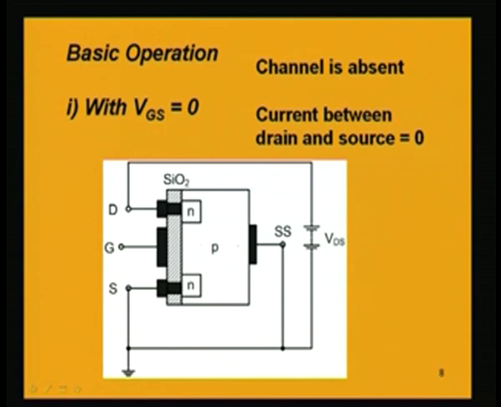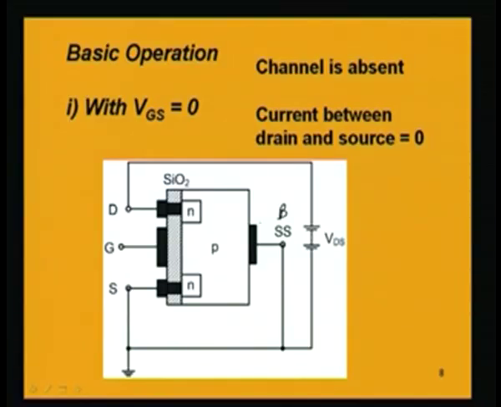So, this region has this insulator in between, and we have this substrate terminal, SS for substrate, which is the P type substrate. We have the substrate terminal or body terminal, as earlier we have denoted. This is the same thing, the substrate or the body terminal. Here this is connected with the source. So, basically we have these three terminals.